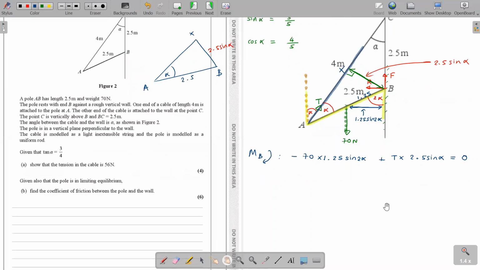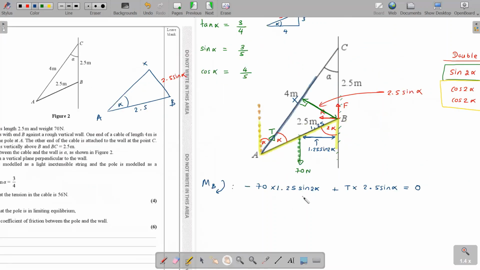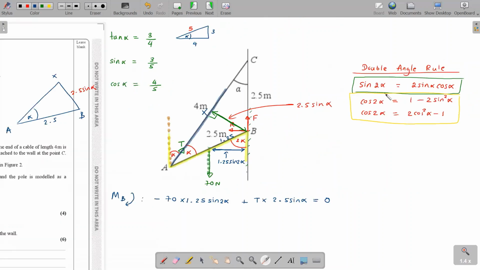I think I've already calculated sin alpha here. You do realize we have sin 2 alpha, which is the sin double angle rule. So I've written here the double angle rule for sin 2 alpha is 2 sin alpha cos alpha, isn't it? So shall we use it over here? Input our sin alpha and cos alpha values and make T the subject.